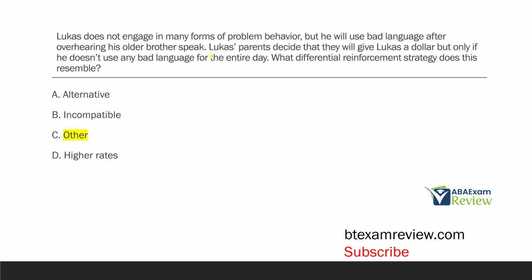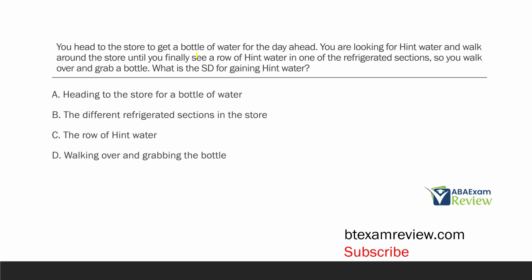You head to the store to get a bottle of water for the day ahead. You're looking for hint water and walk around the store until you finally see a row of hint water in one of the refrigerated sections, so you walk over and grab a bottle. What is the SD for gaining hint water? So we have an SD question, and our SD is the antecedent for the response and the consequence. And what do we consider an SD? Well, an SD is something that signals a consequence is available. In this case, you're looking for a bottle of water.